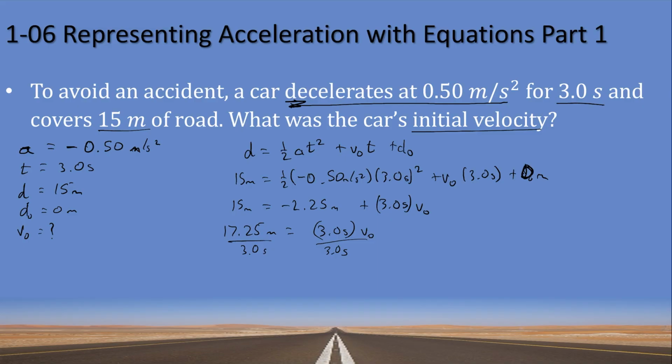When I do that, notice the units become meters per second. We end up with 5.75 meters per second. So that's how fast the car was going before the accident.